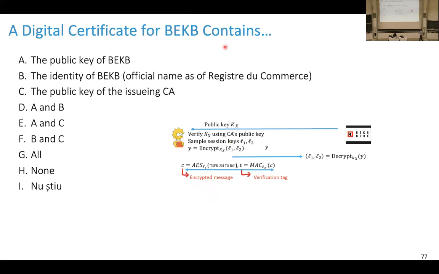So here we have a digital certificate that is being sent by the bank to Lisa. And this digital certificate is sent at the beginning of the connection. And then Lisa needs to verify this digital certificate. What do you think this digital certificate will contain? So I will open the poll. So the poll is open.